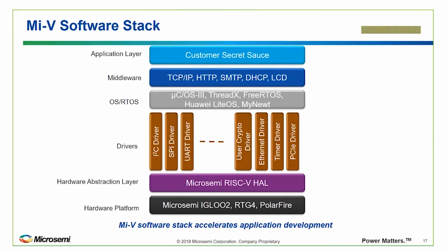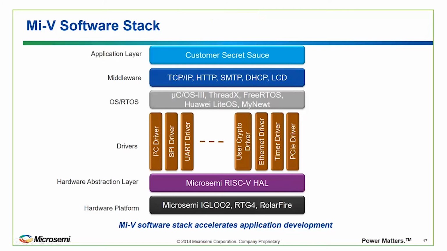Now, when it comes to firmware development, we have what we call the Mi-V software stack here. Down at the very bottom of the stack is the hardware platform, and that's going to be the silicon from Microsemi. So it could be an IGLOO 2 device, it could be RTG4, one of our new programmable space devices, or it could be PolarFire, our most recent FPGA offering. Above that, we have the hardware abstraction layer for RISC-V, which allows you to develop bare metal applications. And then we have drivers for all of the individual peripherals. So Microsemi provides all of the things up to the driver level.